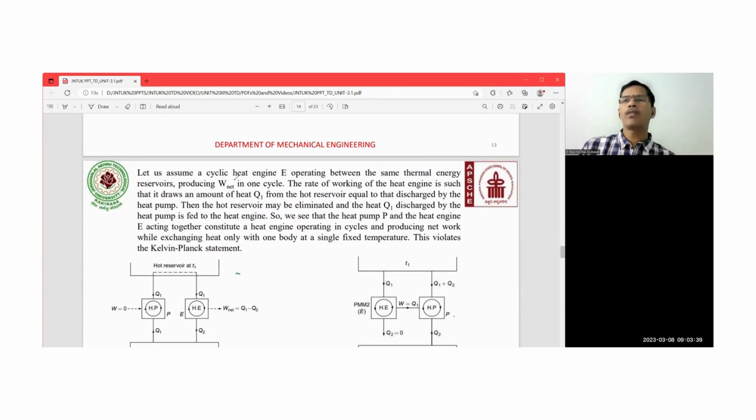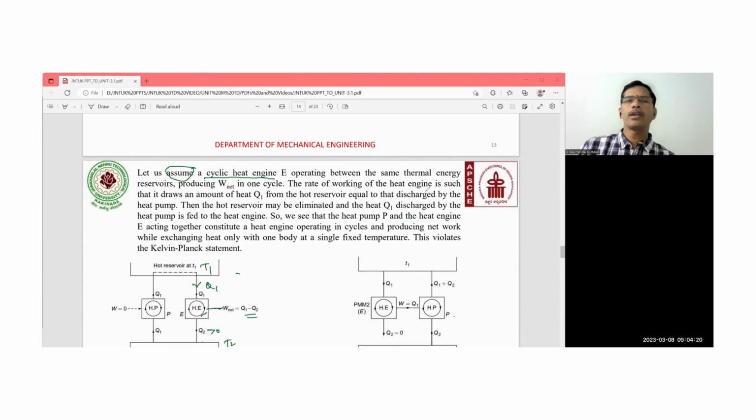The first thing is you have to assume. Let us assume a cyclic heat engine; assuming is the more powerful word here. This is the cyclic heat engine operating between the same thermal energy reservoirs, T1 and T2, producing net work in one cycle. The heat engine draws heat Q1 and produces the net work output by rejecting some amount of heat which is greater than 0.